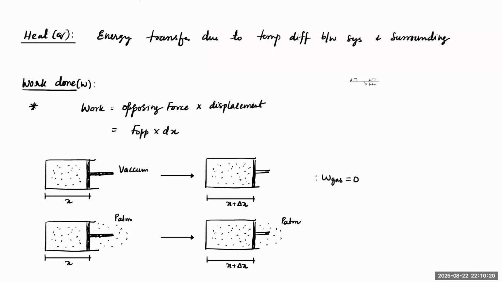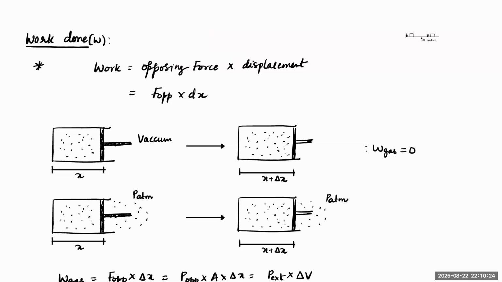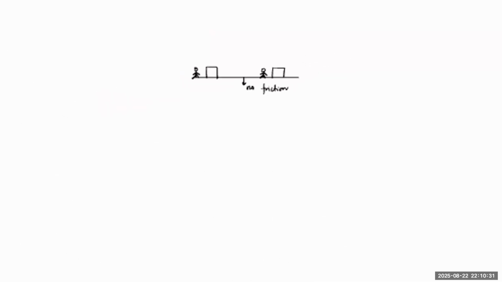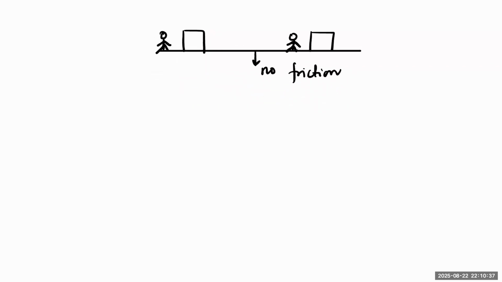What is work exactly? Work, by definition, is opposing force into displacement. For example, imagine I have a block here and we are trying to push this block. But this surface has no friction on it.